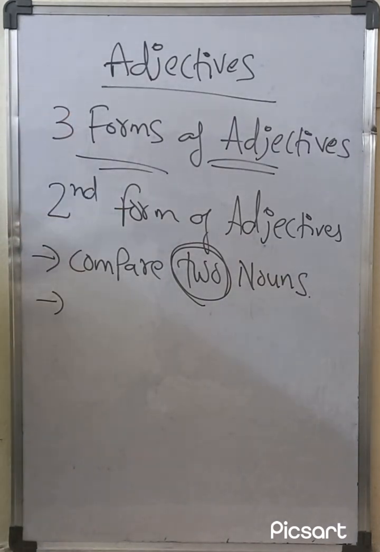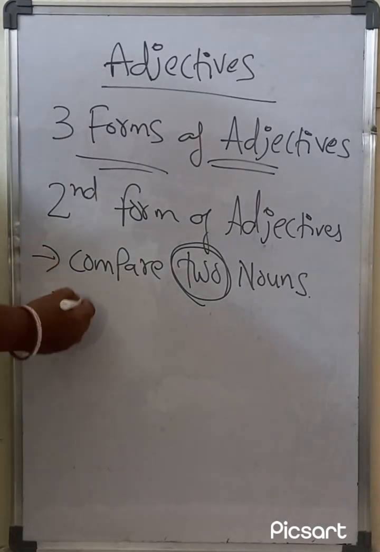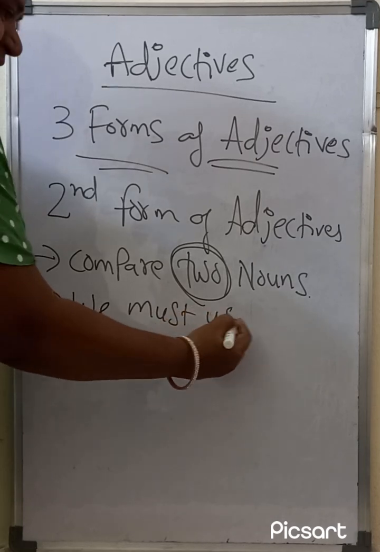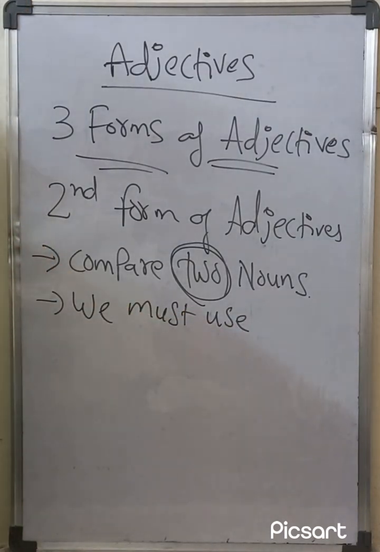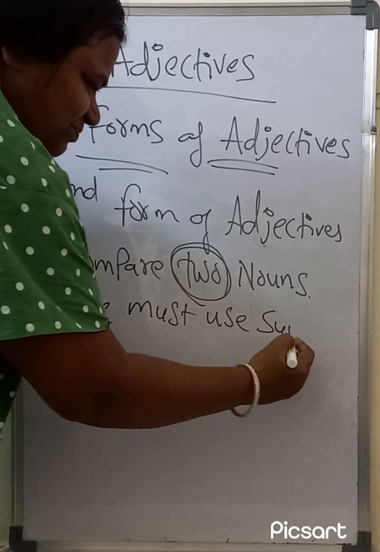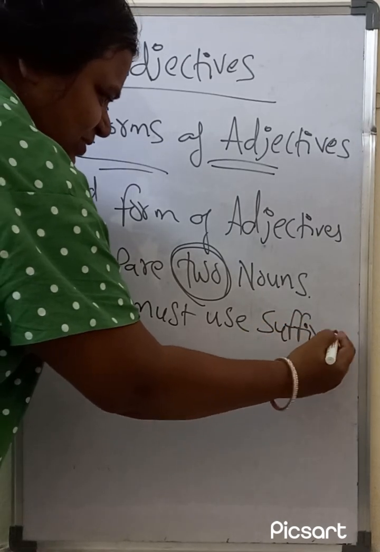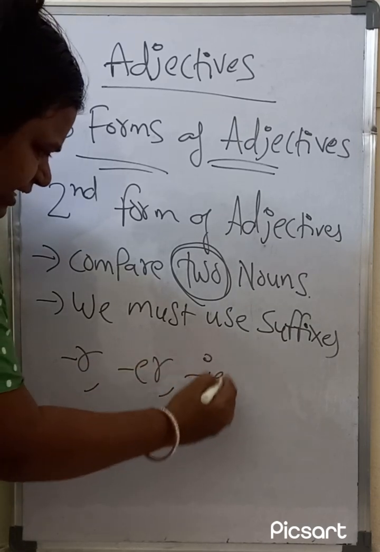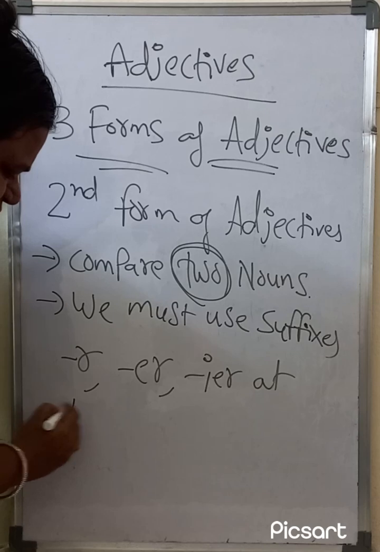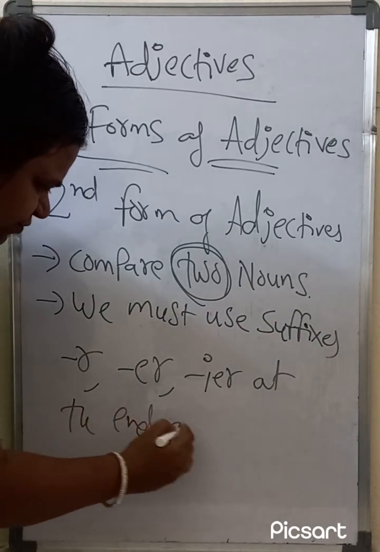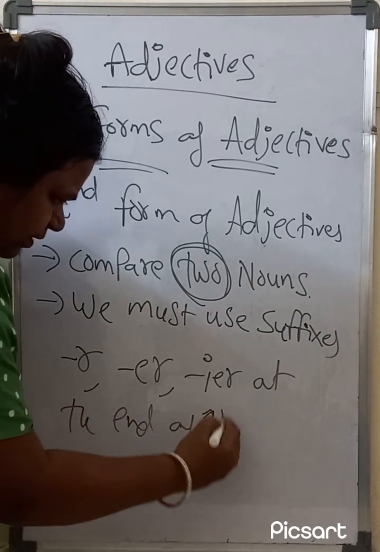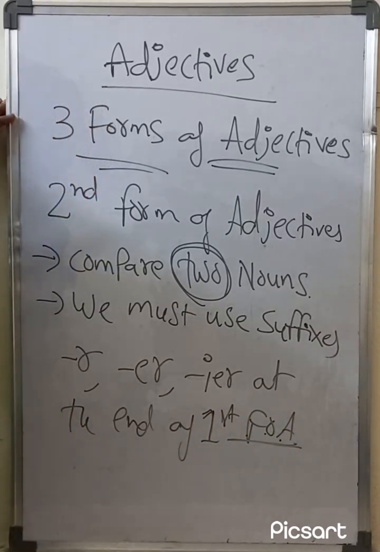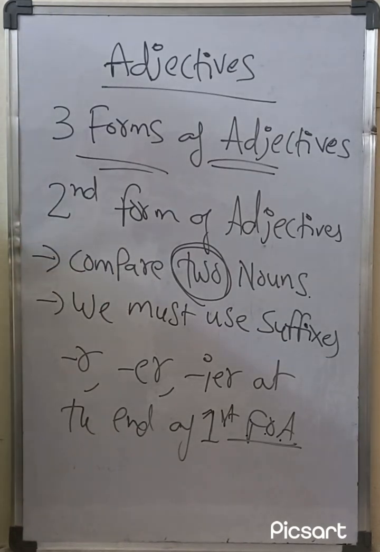Now let us see what other things we have to bear in mind while using the second form of adjectives. So we must use suffixes. We must use what, guys? Suffixes. It could be R, ER, IER at the end of the first form of adjectives, guys. I'm using texting language here for the form of adjectives, guys. First form of adjectives. Okay.